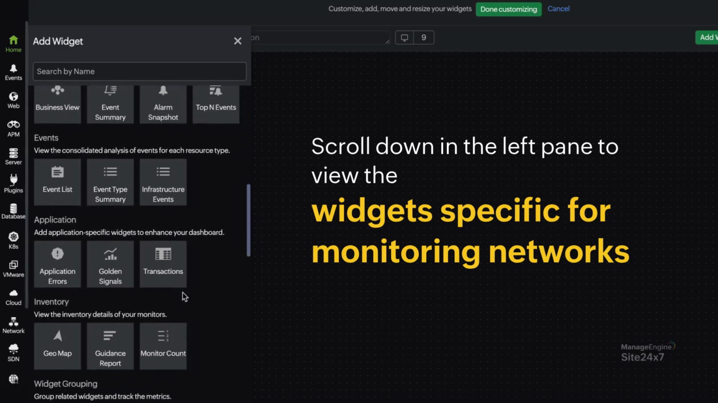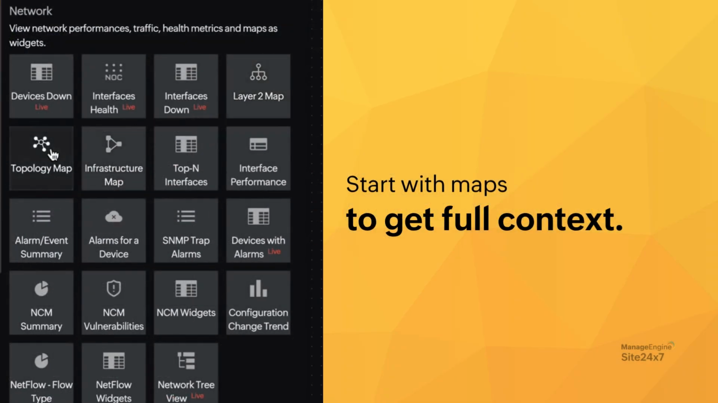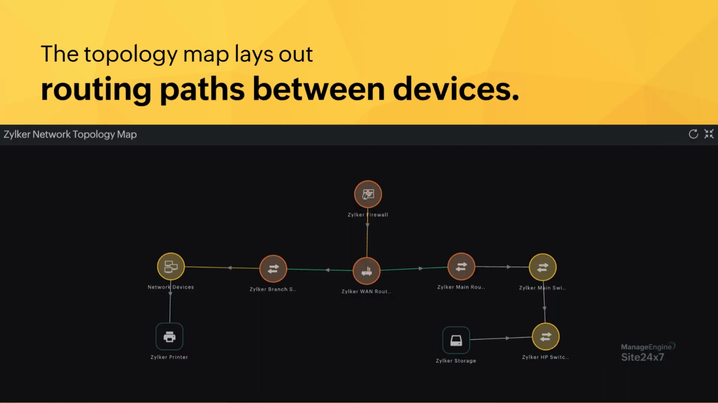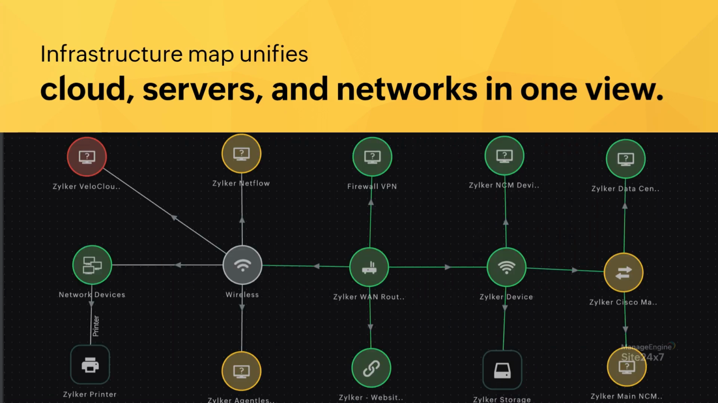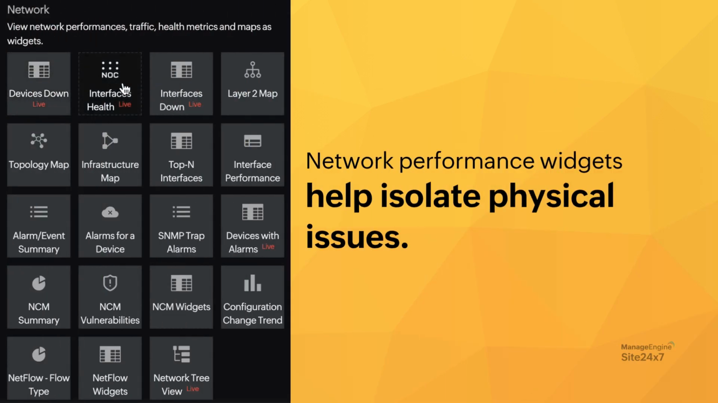Scroll down in the left pane to view the widget specific for monitoring networks. Start with Maps to get the full context. Layer 2 maps show switch level links. The topology map lays out routing paths between devices, and infrastructure maps unify cloud instances, servers, and networks in one view. Next, network performance widgets help isolate physical issues.